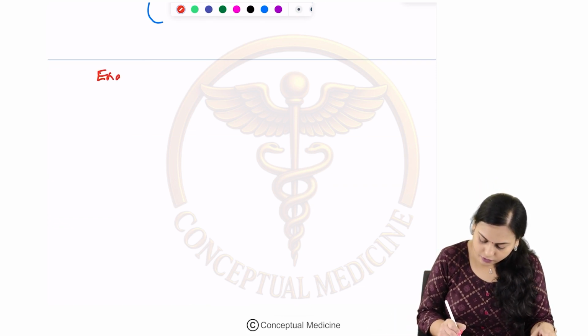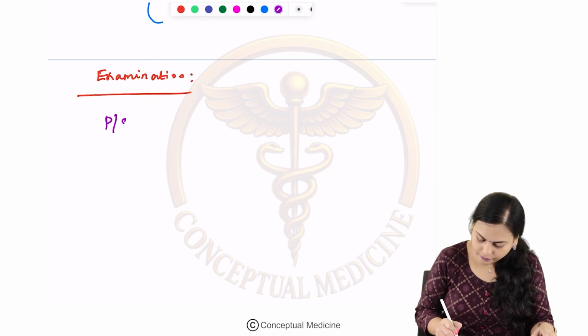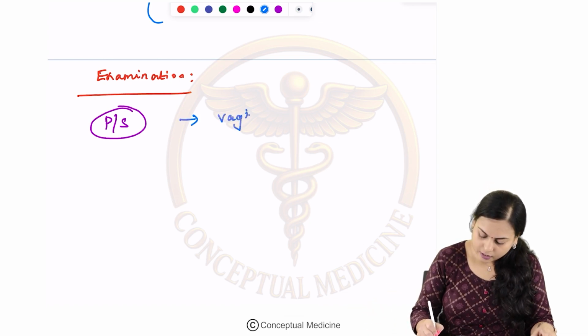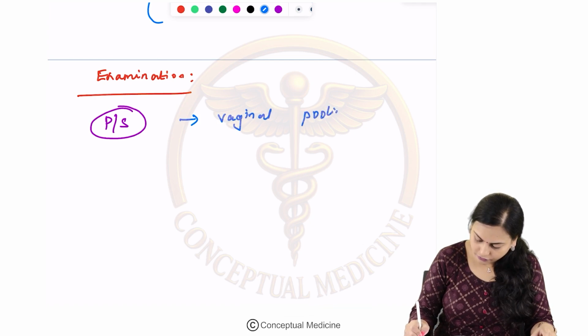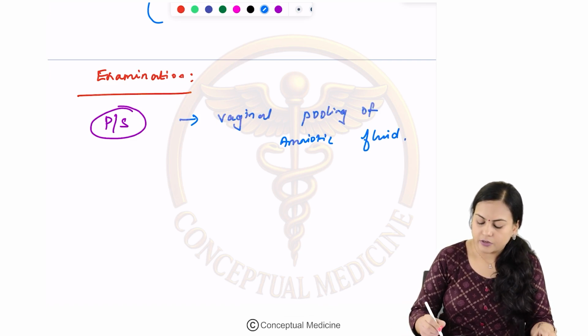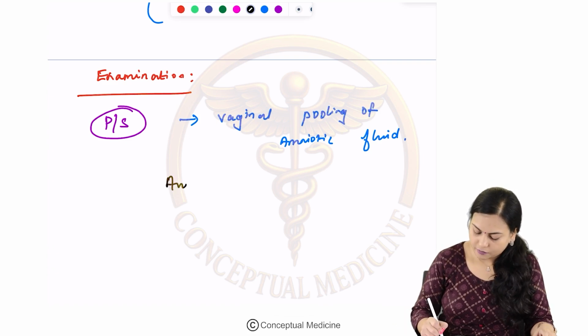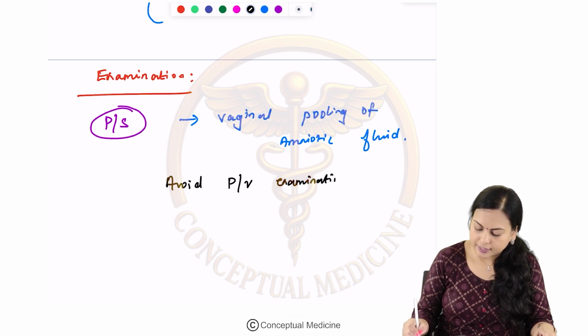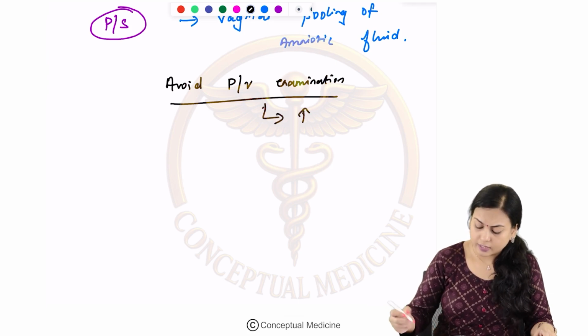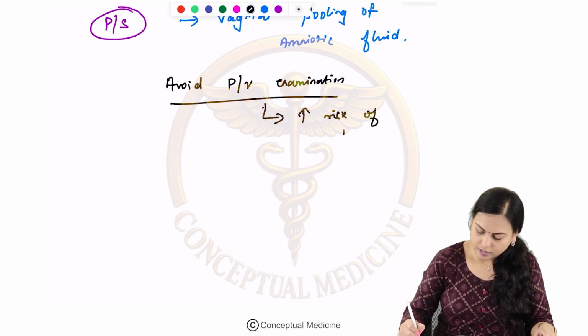Next, we have to see the examination findings. During examination, per speculum findings include vaginal pooling of amniotic fluid. Remember, in this case you should avoid per vaginal examination. A digital finger examination per vaginally has to be avoided because it is associated with increased risk of infection.